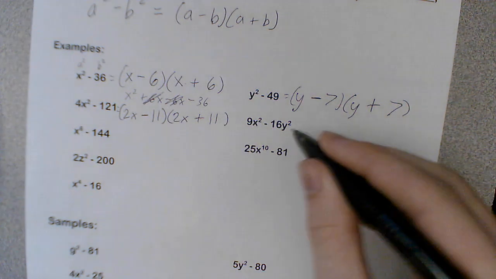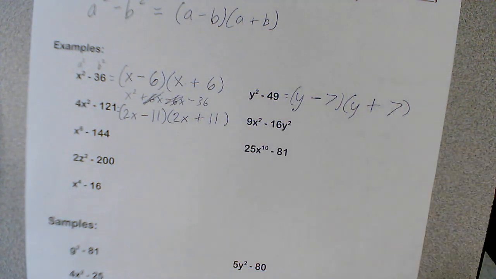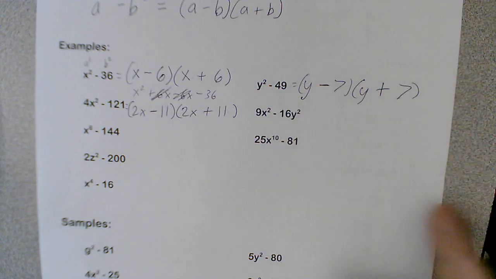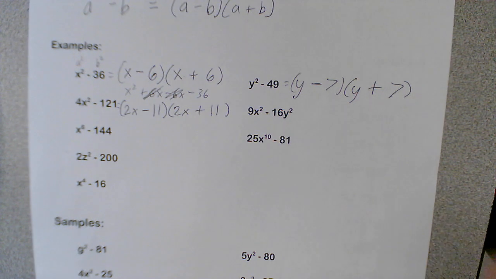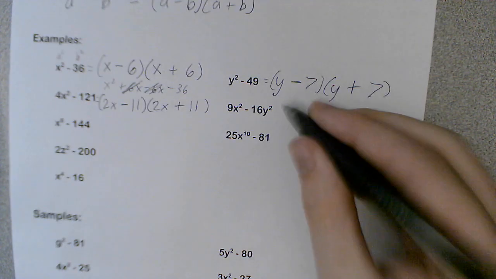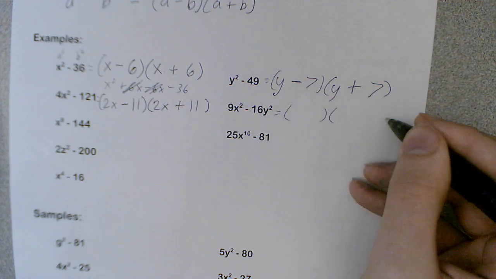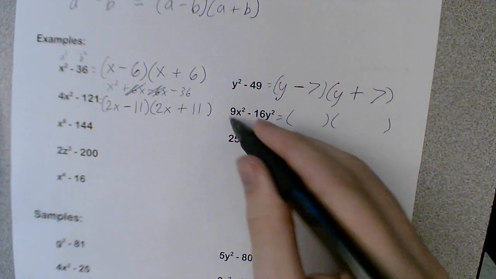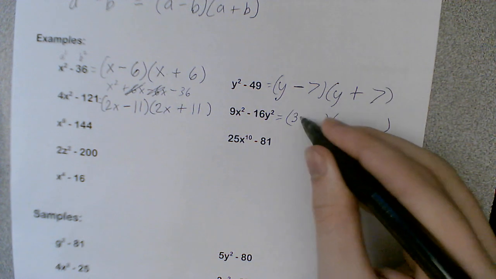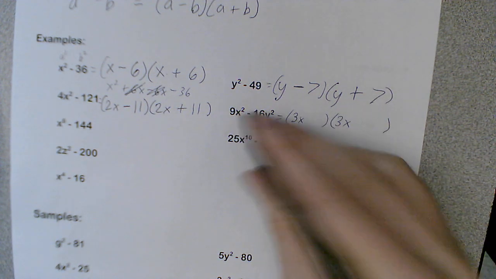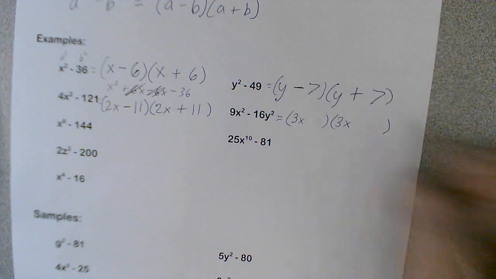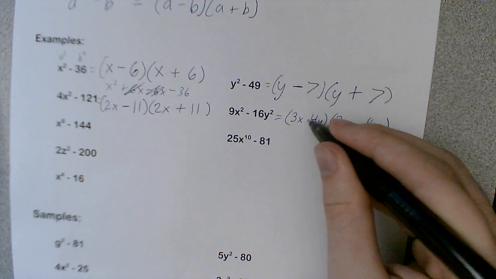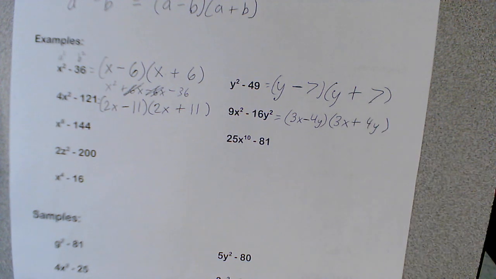Okay, feel free to jump ahead and pause the video if you get stuck. Feel free to rewind things if you didn't understand it the first time. So we're going to rewrite 9x squared minus 16y squared here. The square root of 9x squared is 3x, because 3x times 3x is 9x squared. The square root of 16y squared is 4y, because 4y times 4y is 16y squared. That's minus, that's plus.